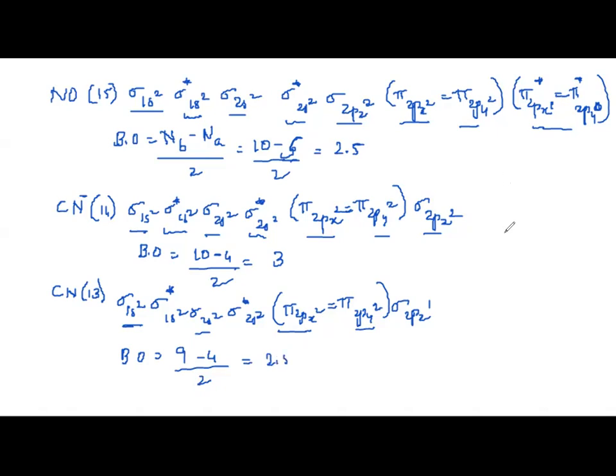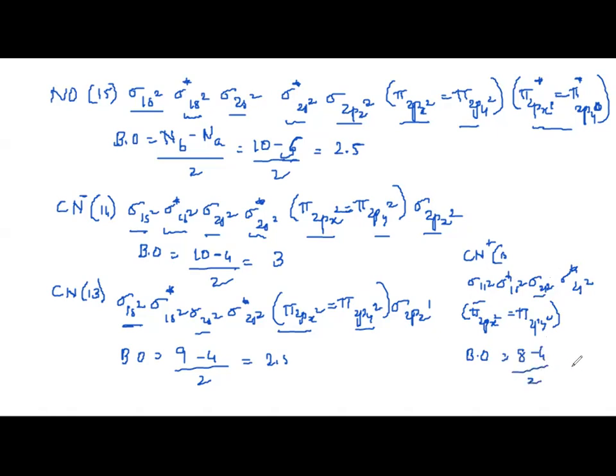Then the last one is what? CN+. CN+ means 12 electrons, correct? CN is 13, so CN+ means 12 electrons. Configuration: sigma 1s2, sigma star 1s2, sigma 2s2, sigma star 2s2, pi 2px2 equal to pi 2py2. So this ends at 2, 4, 6, 8, 10, 12, correct? So bond order: bonding 2, 4, 6, 8. 8 minus 4, by 2. 8 minus 4 is 4, 4 by 2 is 2.